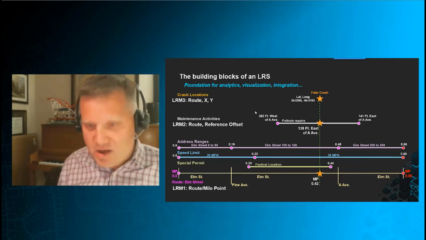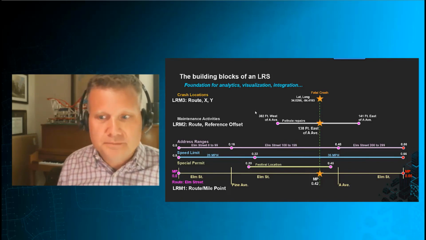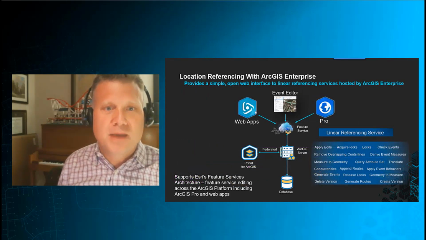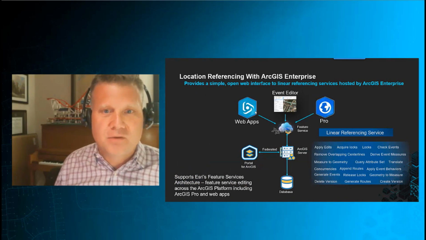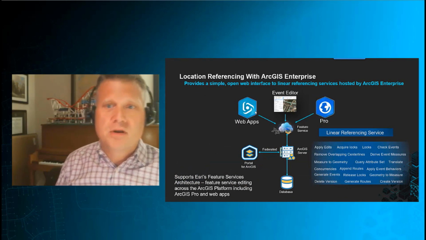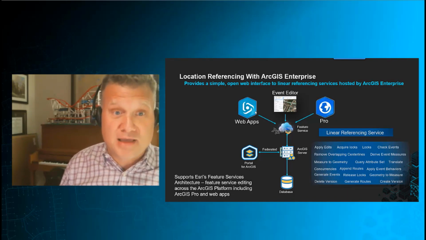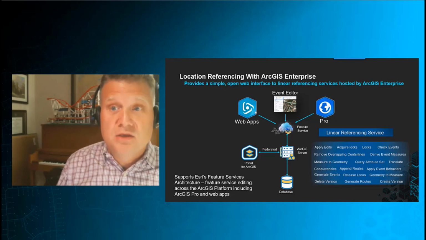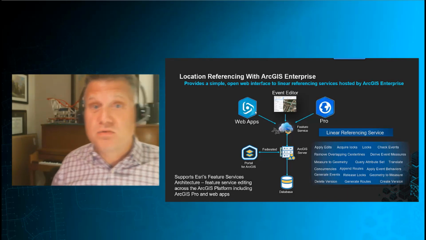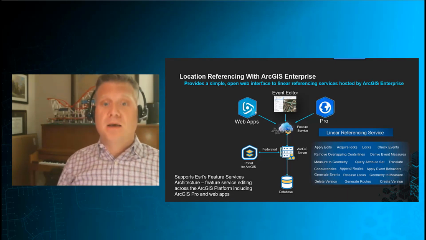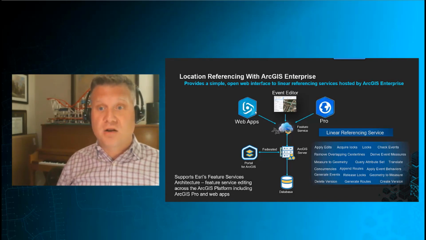Now let's talk a little bit about location referencing with regard to the architecture. Location referencing is hosted by ArcGIS Enterprise. This is an important component. You have to have ArcGIS Enterprise and specifically Windows. And the extension comes for ArcGIS Server and ArcGIS Pro, the desktop.